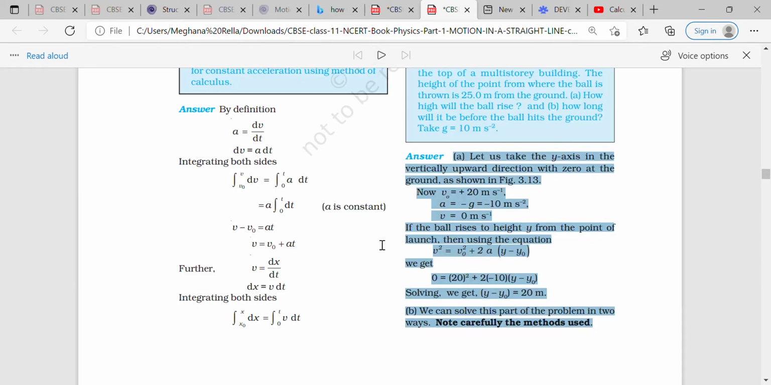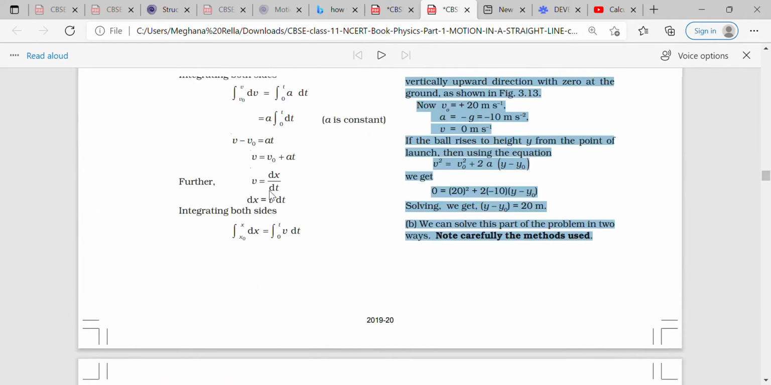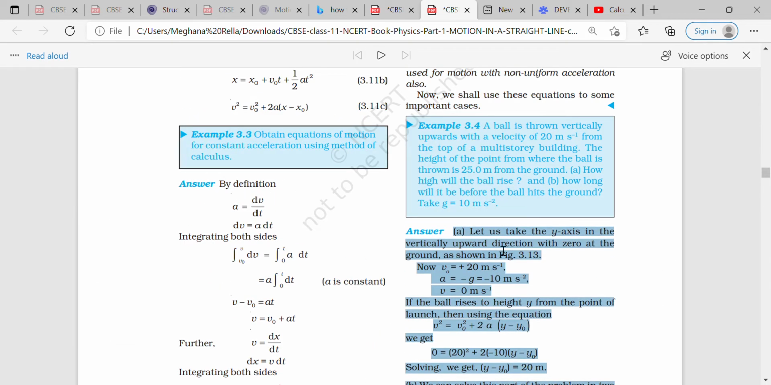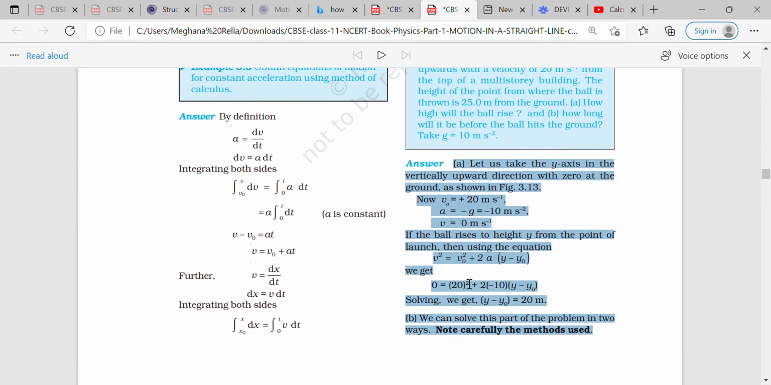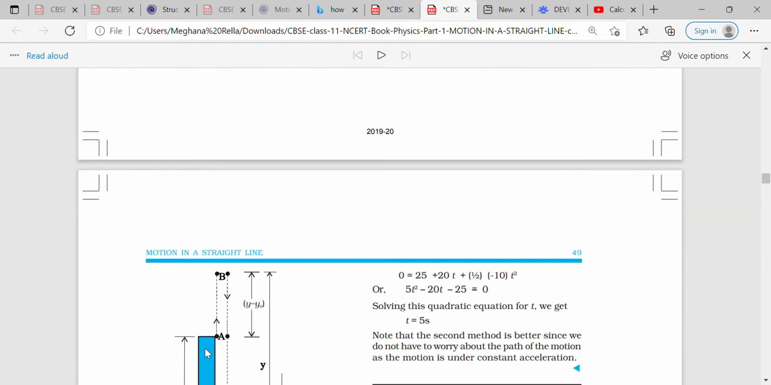So we are taking it in the y-axis because it's vertical. That is why it's y. In figure 3.13, you see that v naught is 20 meters per second.